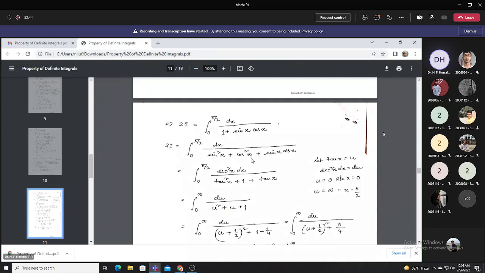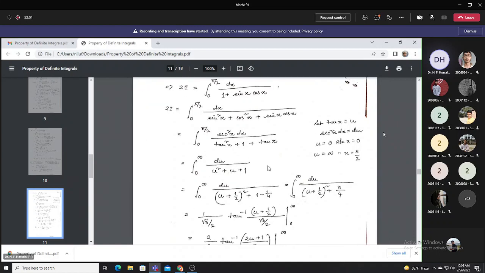So you have now 2I equal to integration 0 to pi by 2 dx divided by 1 plus sin x cos x. Now let us write for this one, we write sin square x plus cos square x. And then you divide upper part and lower part by cos square x. So in the upper part it will be sec square x. In the lower part this term will be tan square x, then plus 1, then plus tan x. Sin x by cos x, tan x. Okay, now let us take a substitution tan x equal to u, which gives you sec square x dx equal to du, and you change the limit. When x equal to 0, u will be 0. When x equal to pi by 2, u will be infinity.